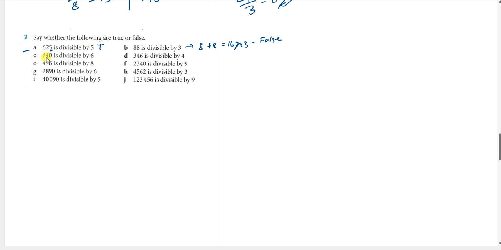C. 640 is divisible by 6. So the rule for 6 is that we have to check if this number can be divided by both 2 and 3. So we have 640. We can divide it by 2. Yes, it's an even number. Divided by 3. For 3, we have to check, 6 plus 4 is equal to 10. So 10 is not divisible by 3. So hence in the checkbox we have 2 and 3. So 2 is a tick, 3 is a cross, so it's false.